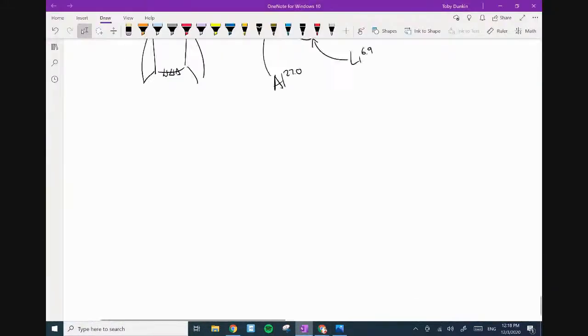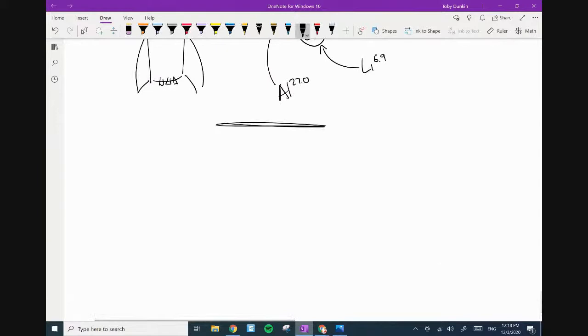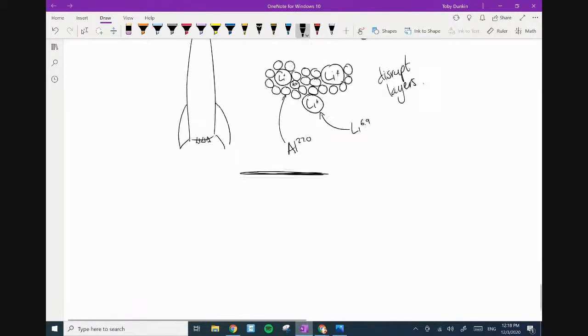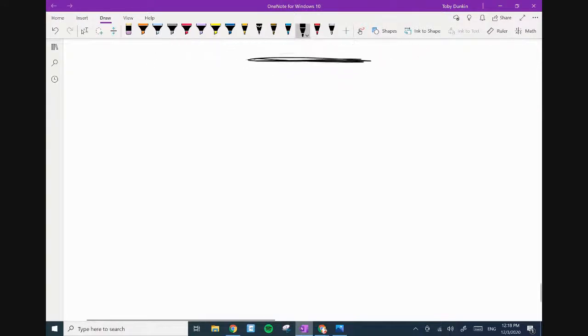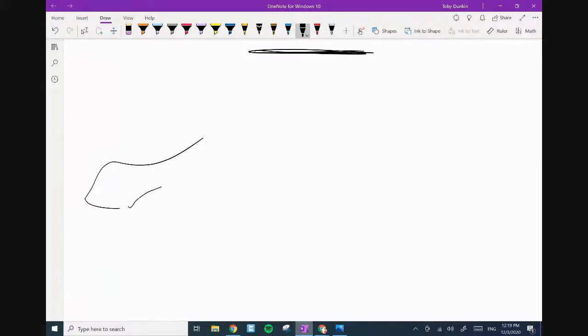So there's a problem, though. So hang on a minute. The next famous alloy is, we talked about spacecrafts and the lithium aluminium alloy. This one now is for sports cars. It's for your sports cars.